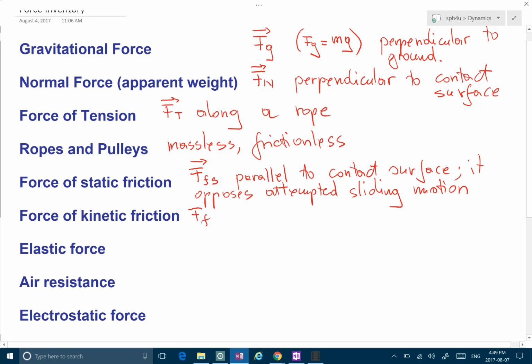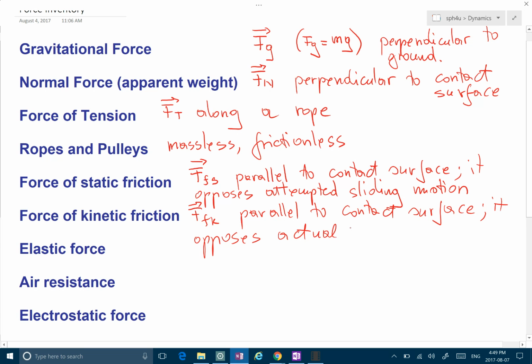The kinetic friction does the same job, has the same direction, so it's parallel to contact surface, but instead of opposing an attempted motion, it opposes an actual sliding motion.